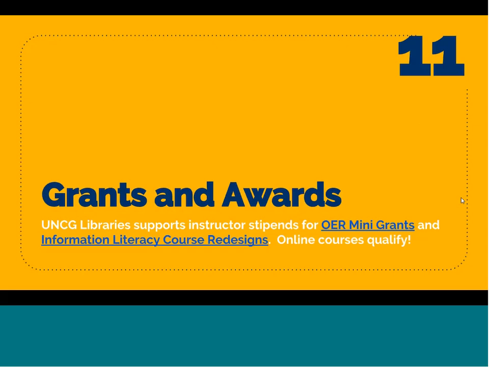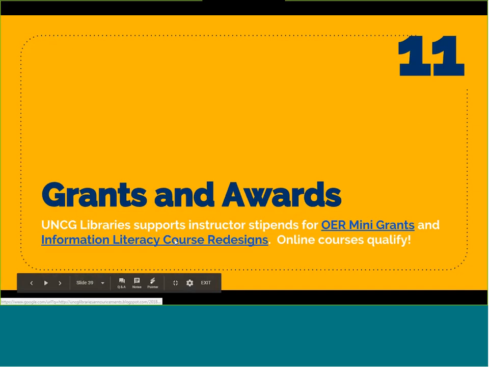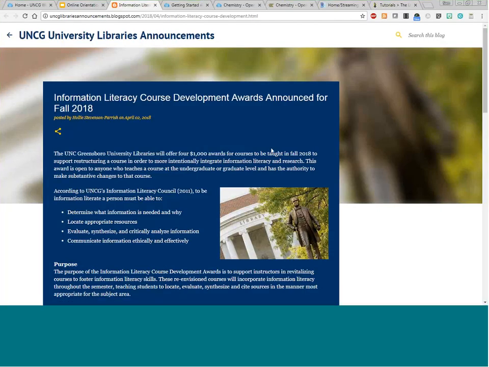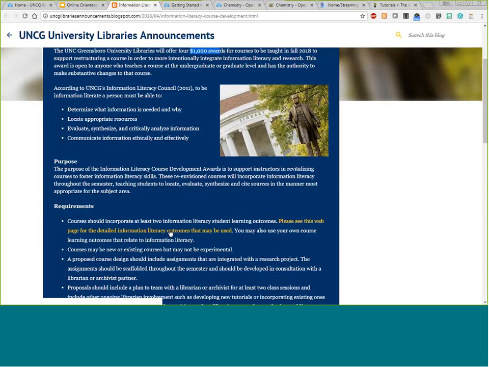So the library also provides some grants and awards. We just finished wrapping up our OER mini grant awards already, but we are still taking applications for the information literacy course redesigns. Because we are still taking applications, I do want to point this out, and online courses are okay for this award, but you get $1,000 as a stipend to redesign a course in fall 2018 to make it more integrated with information literacy. So we define an information literate person as being able to determine what information is needed and why, locate appropriate resources, evaluate, synthesize, and critically analyze information, and communicate information ethically and effectively. So if you want to help redesign your course, and an online course does count, you can apply.